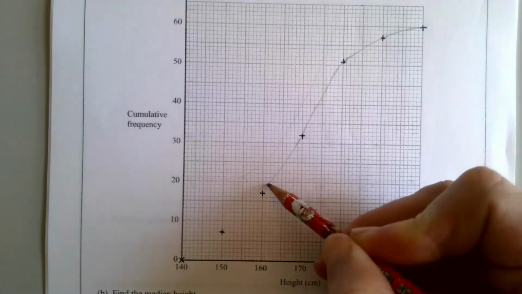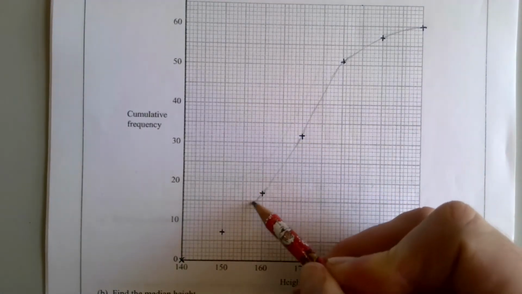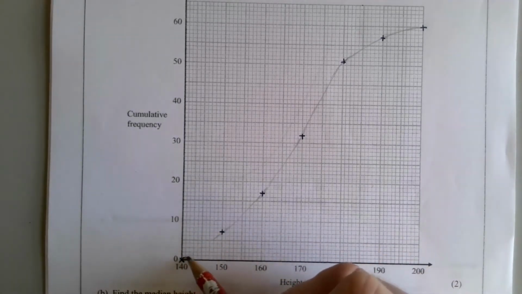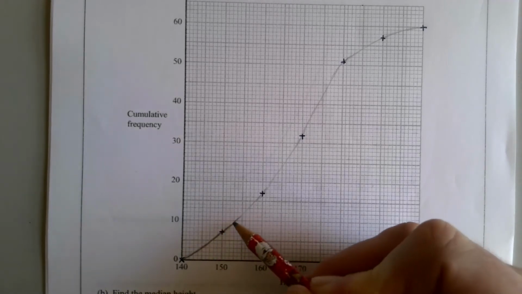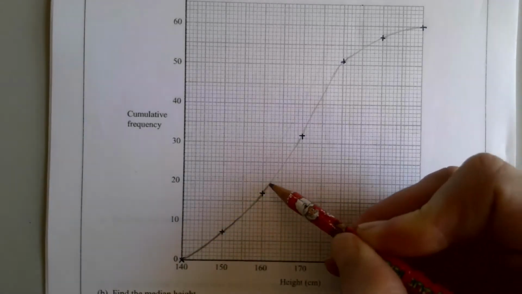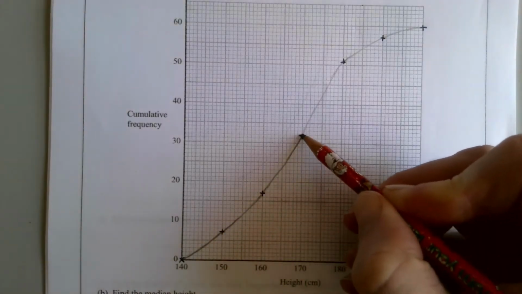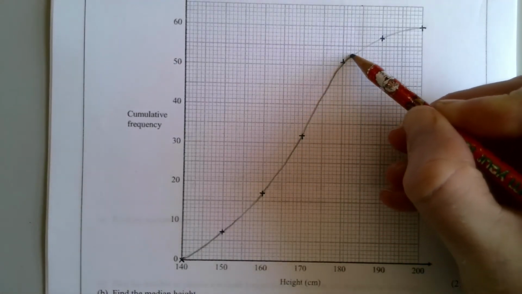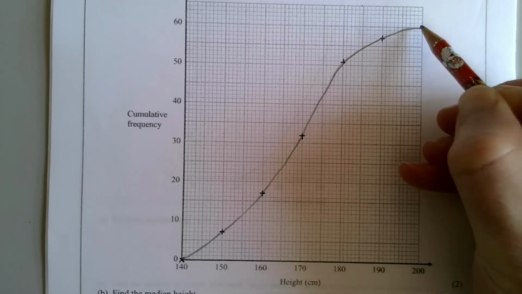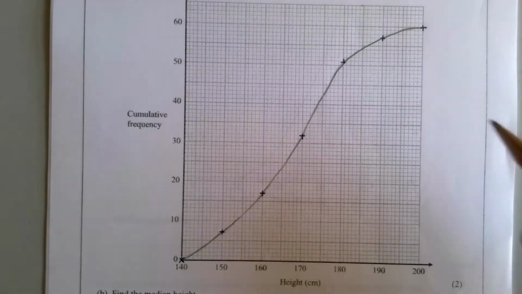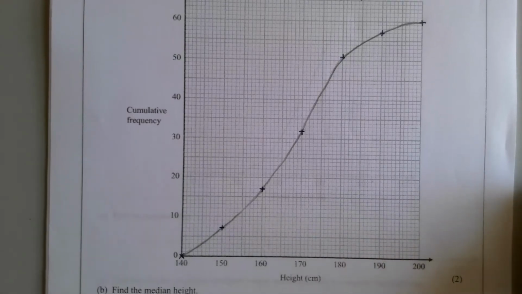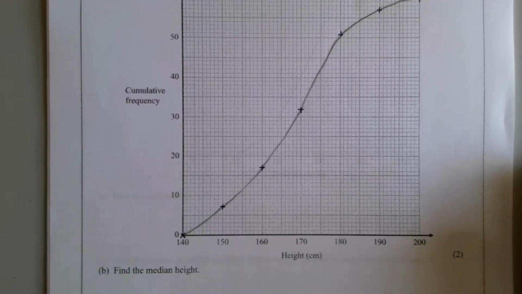Now, if you're someone who does a fair bit of art and drawing, you may find you're a bit stronger at this than others. If you find that your line is a little bit wiggly, the examiners are very tolerant about that, so do not worry. What's important is that you've made an attempt at a smooth thing and it goes through all the points, and then you can use that to find whatever questions they want to ask. And they're asking for our median height.